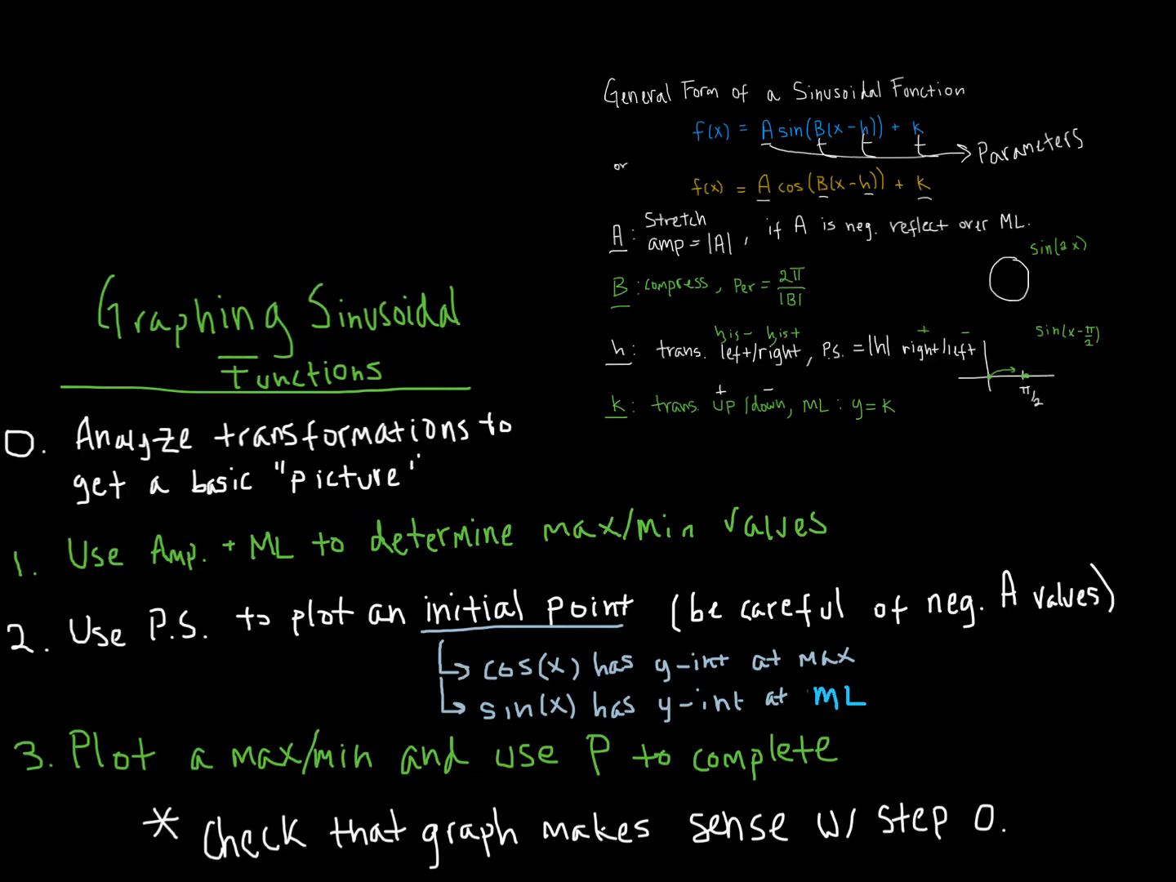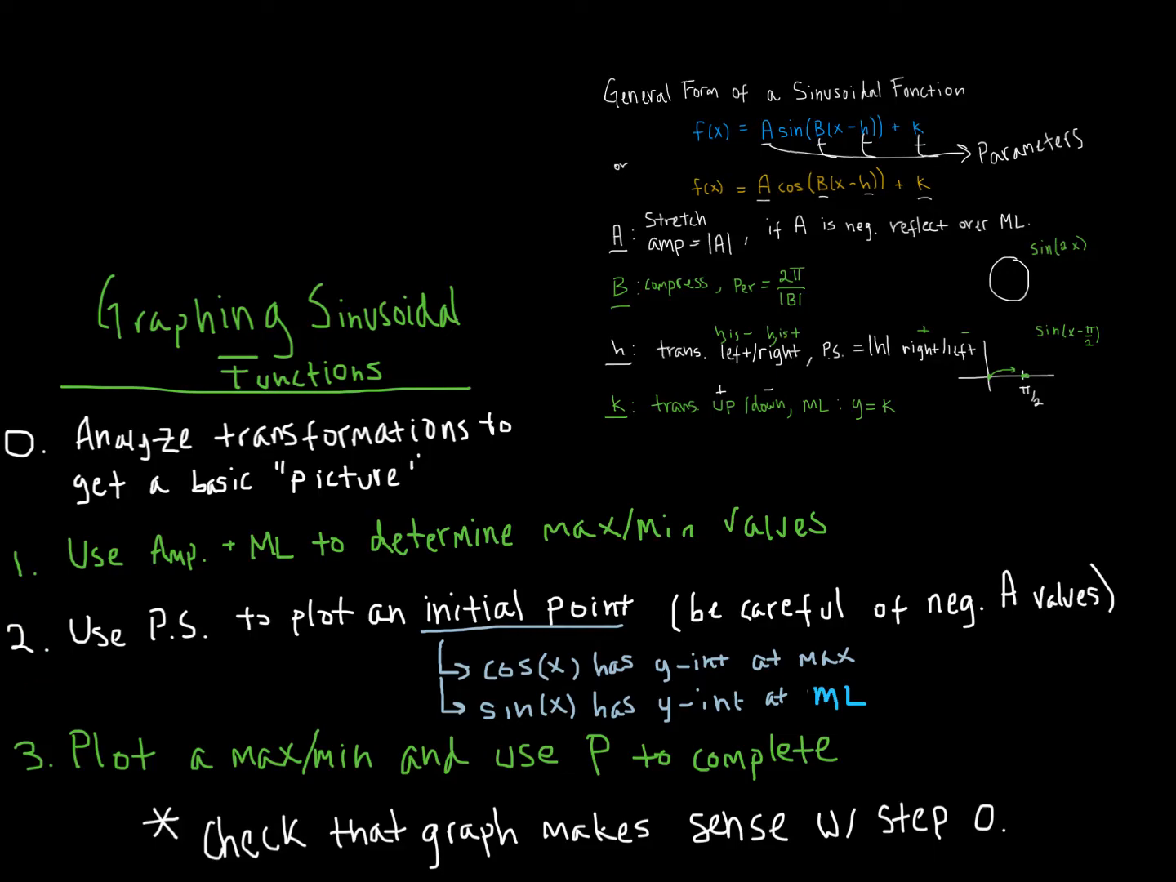Once you have this picture, we can now go into working through it. So using our amplitude and our midline, we can determine the max and minimum values, right? Your amplitude is the distance that the maximum and minimums are away from the midline. So using your midline, you find your max and your min values. One more thing that I will add to this is that it's usually a good idea to sketch a quick dotted line through our midline. That gives you a visual anchor that can be really helpful. So I might add that to step one.